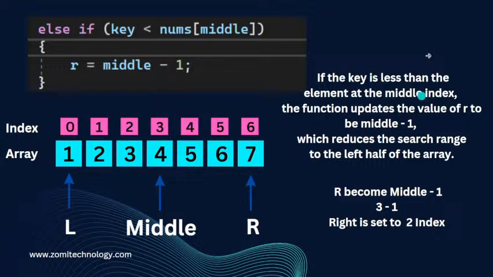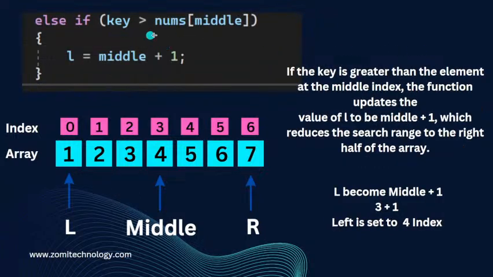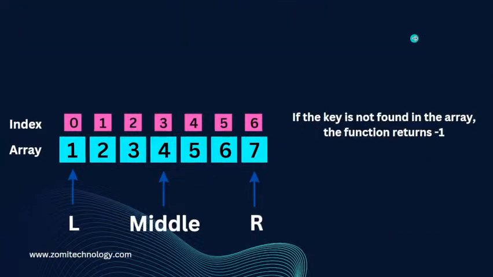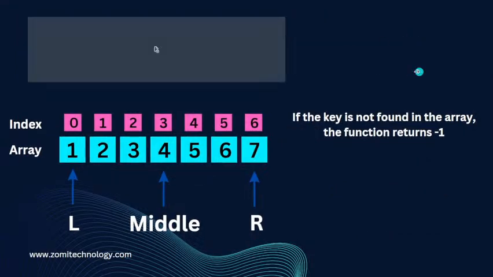In the next statement, if the search key is greater than the element at the middle index, the function updates the value of L to be middle + 1, which reduces the search range to the right half of the array. In this case, the middle index is 3. When we add 1 to the middle index, L becomes the 4th index, which is number 5 in our sorted array. In the last statement, if the search key is not found in the array, the function returns -1.